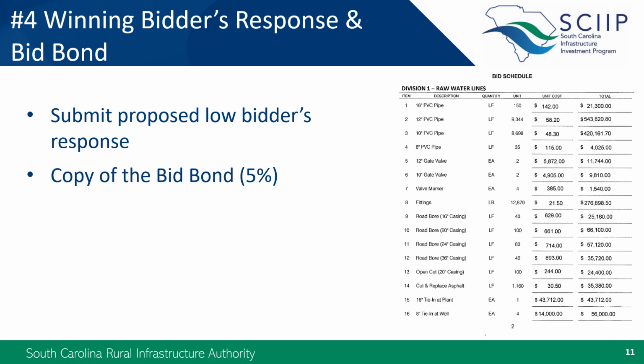Please also provide a copy of the winning bidder's response, which should include the completed bid form. A bid bond should also be provided in addition to documentation of hazard insurance if it was provided. And while we are discussing the bid form, please consider the following. While we had required a contingency on the SCIIP application, it is important to note that this contingency should not be carried over to the bid form.